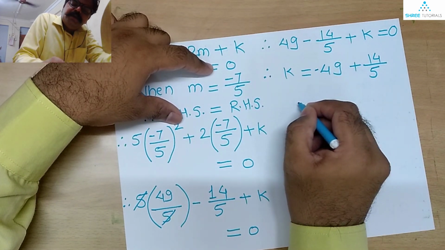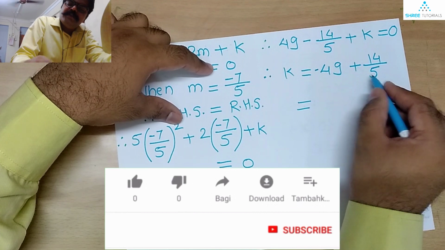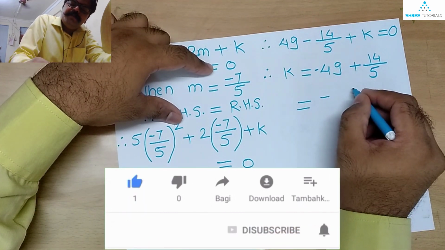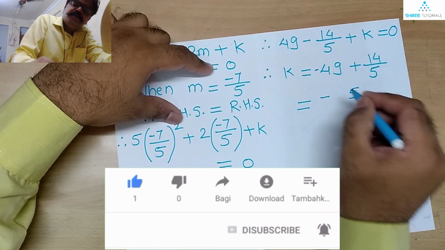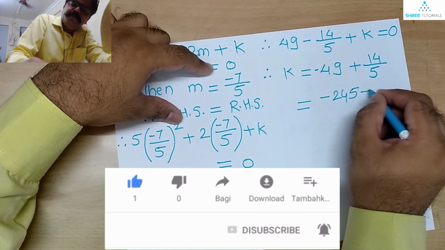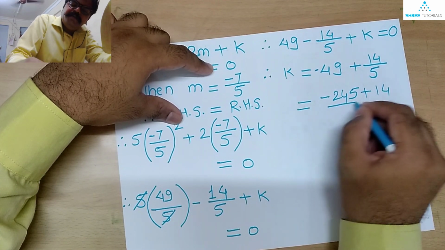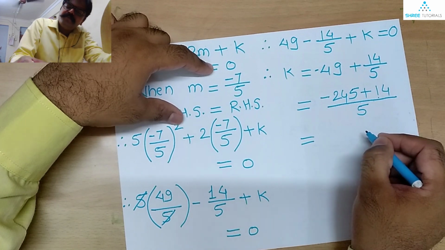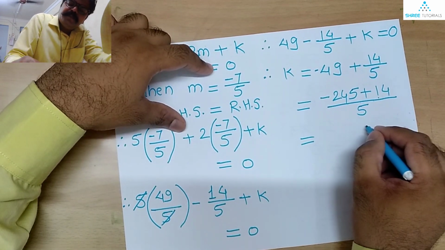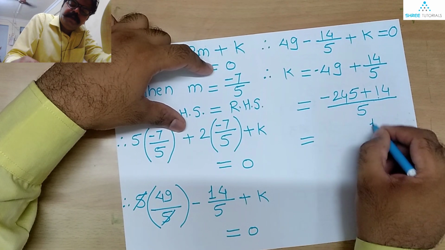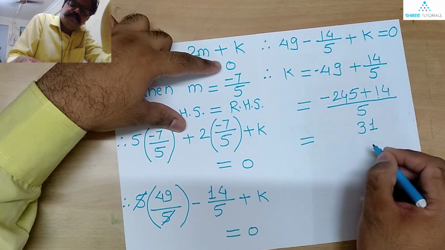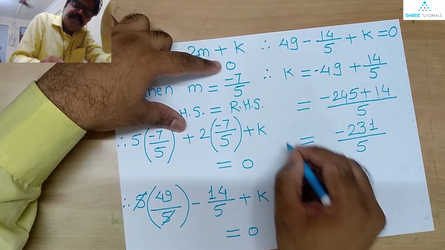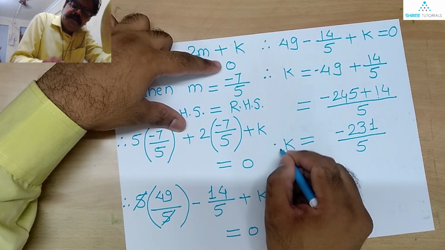Now I am going to take LCM. Therefore this 49 I will be multiplying by 5, because of which it will become minus 245 plus 14 divided by 5. The subtraction we are supposed to do, it will be minus 231 divided by 5. That should be the value for k.